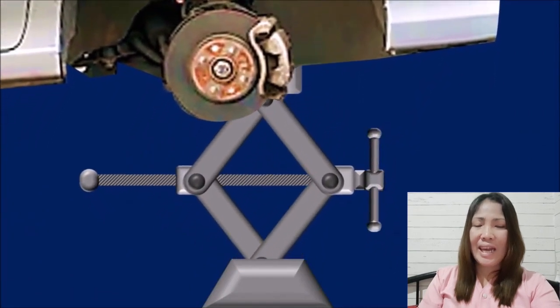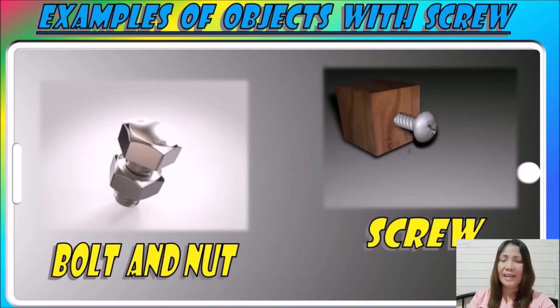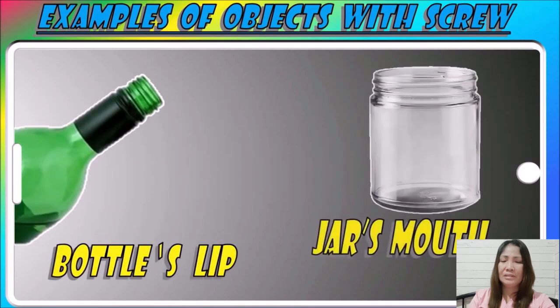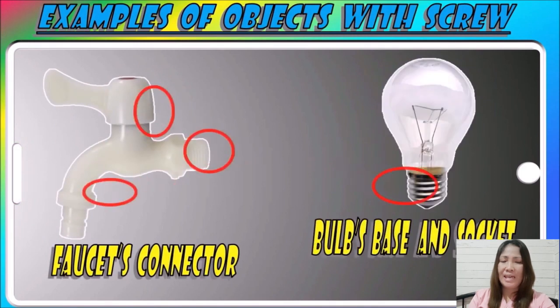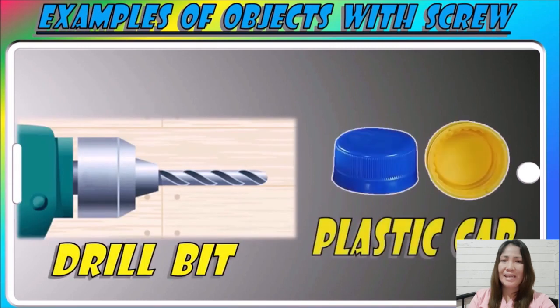Here are other examples of screws. We have bolt and nut, screw, bottle lid, jar's mouth, faucet's connector, bulb's base and socket, drill bit, plastic cup.